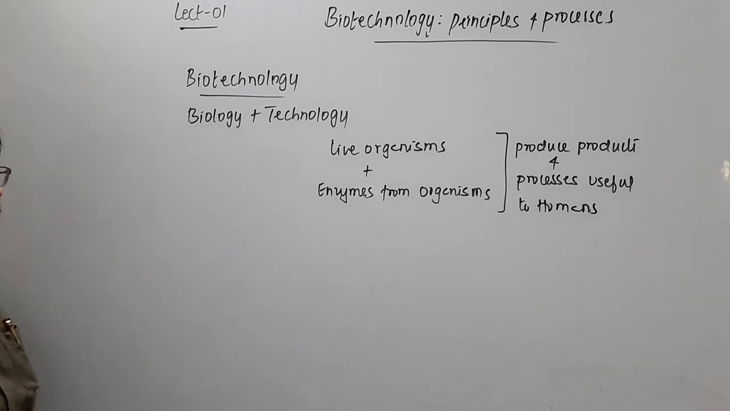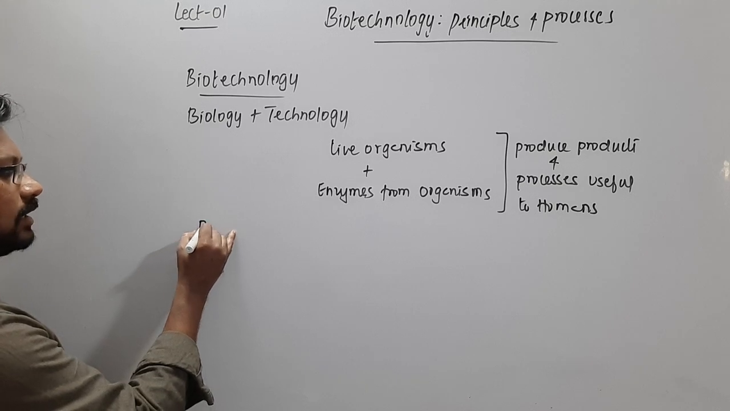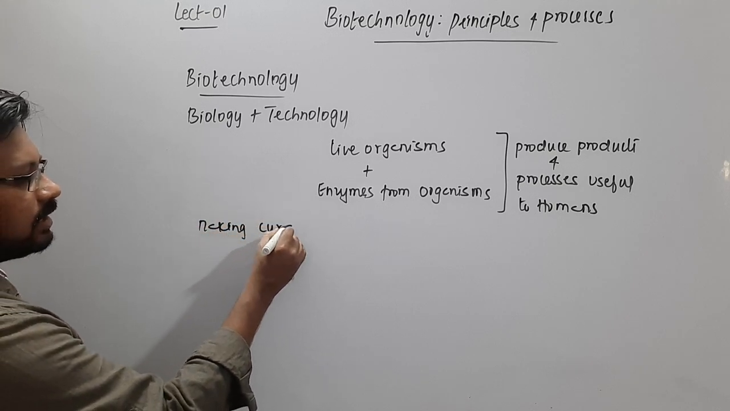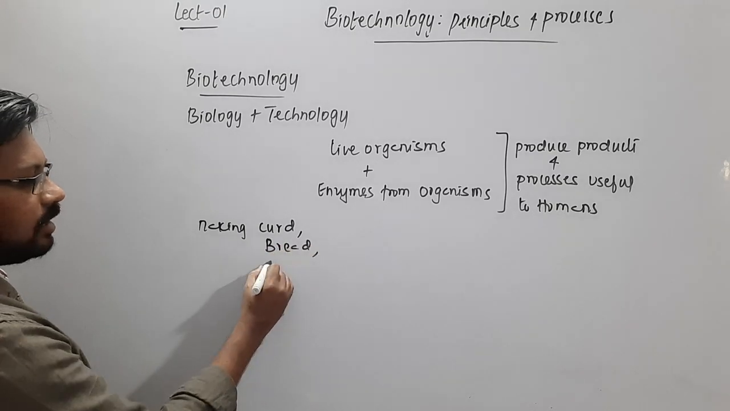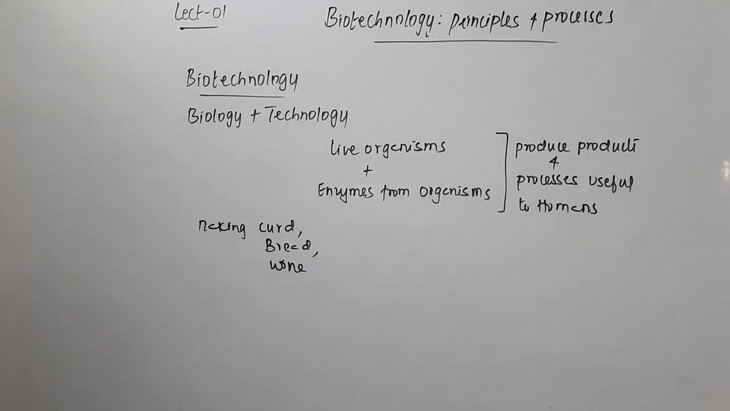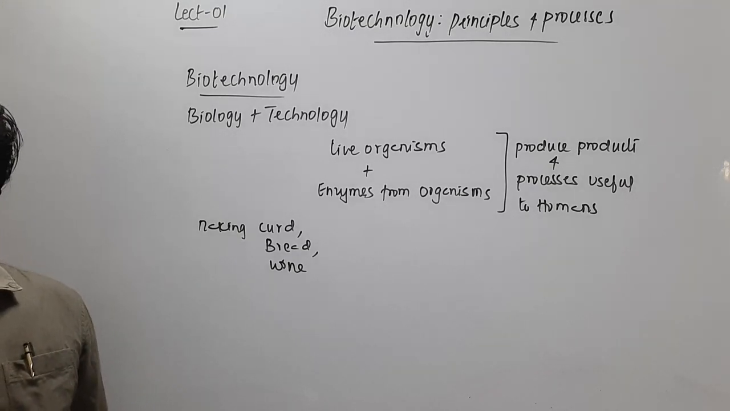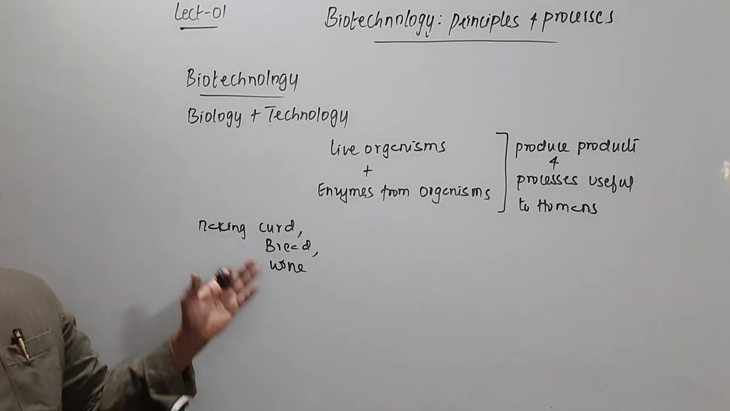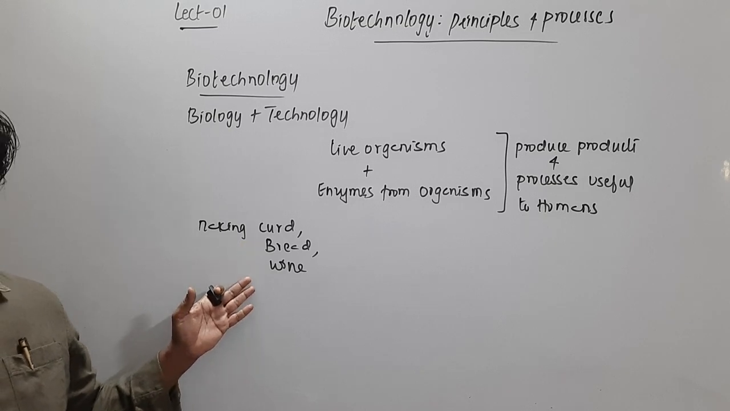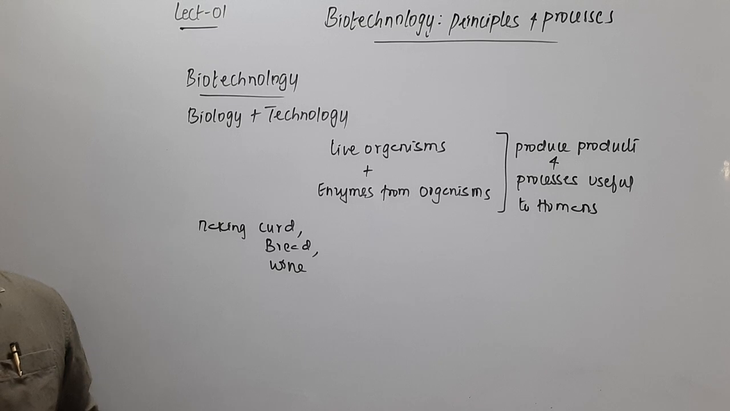Okay, so what are the products and processes useful to humans? Like we say, making of curd, bread, wine. Of course, we know these from several thousand years ago. So we started making these curds, bread, wine. So these are also processes of biotechnology. But now, in modern years, the way we look at biotechnology has changed.